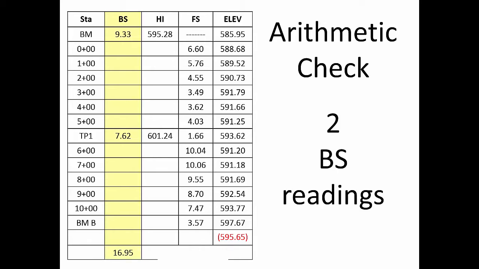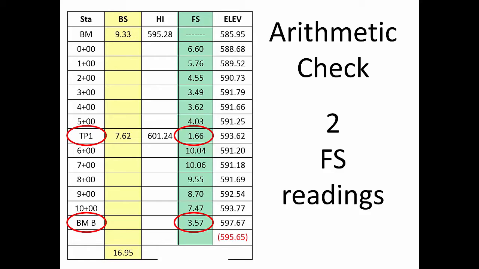Now we need to sum 2 foresights. But which 2 foresights must we choose? If we add up all 13 of them, that total just won't be reasonable. So here's the rule for selecting the correct foresights. Use only those foresight readings taken at turning points and at benchmarks. The foresights taken on the profile stations do not affect the closure of the circuit.